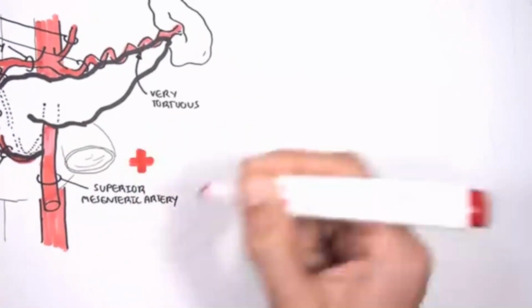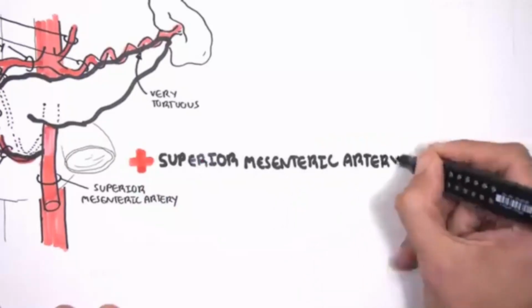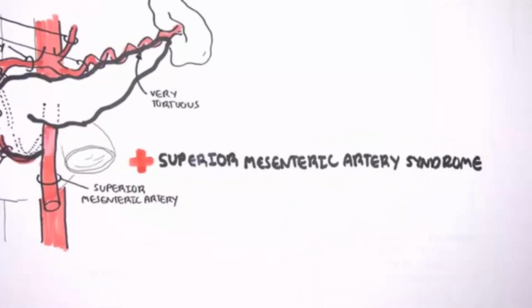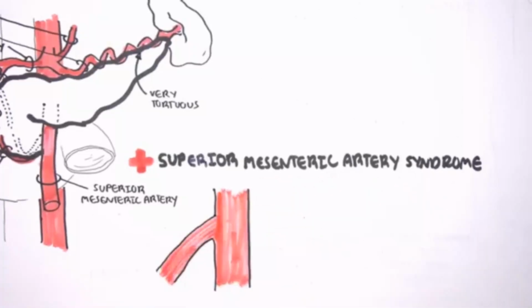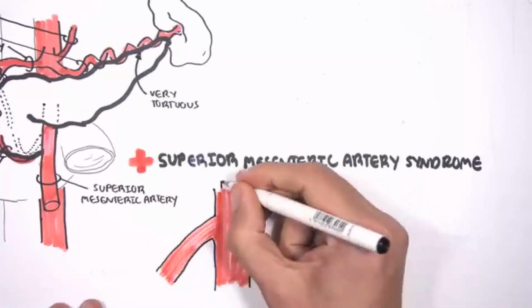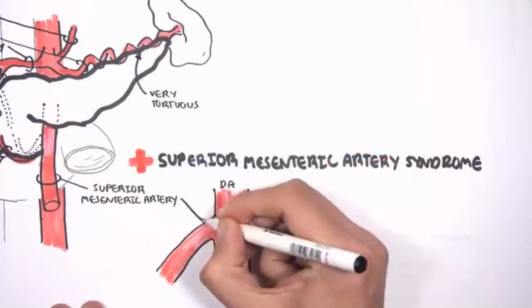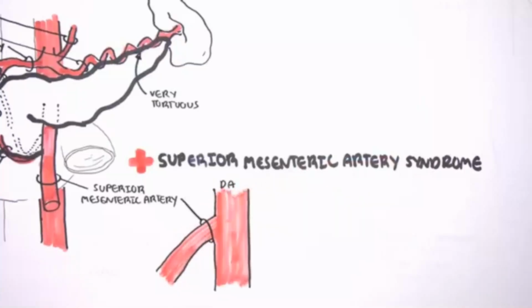Some clinical anatomy. There's a thing called superior mesenteric artery syndrome. It is a rare condition in which the duodenum is compressed against the superior mesenteric artery and the abdominal aorta, or the descending aorta. Let's take a look at the descending aorta and the superior mesenteric artery from the side. Remember, the superior mesenteric artery is a branch of the descending aorta and goes over the duodenum.